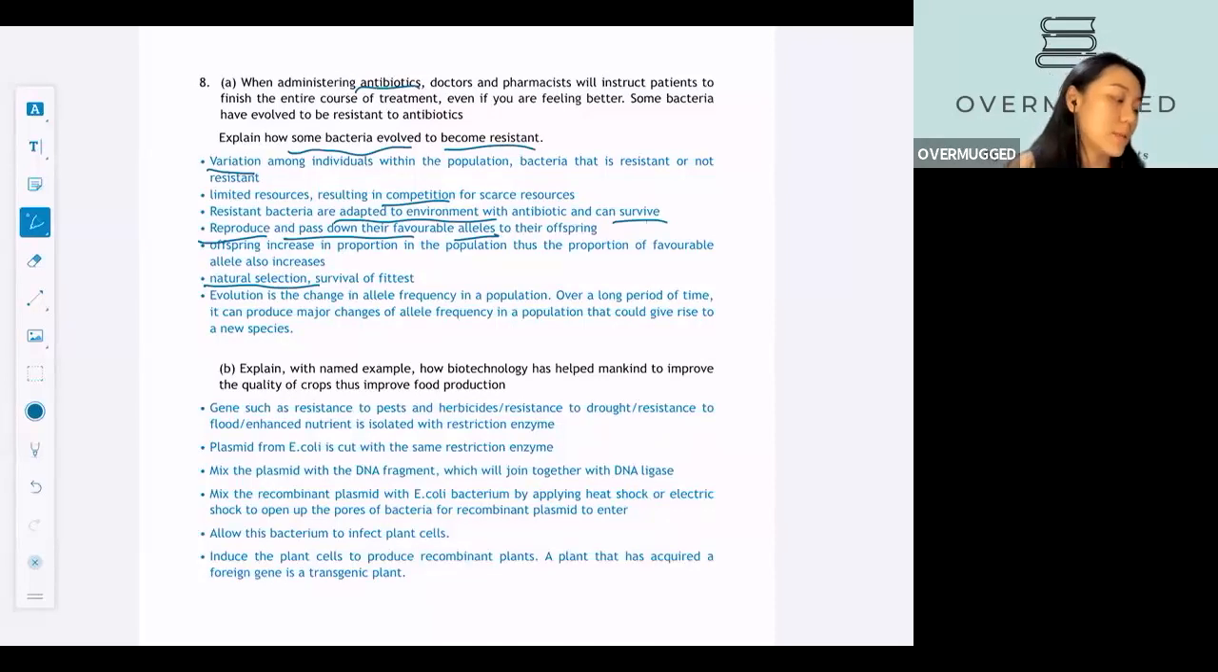And then basically evolve. So you have to address the evolution part. Evolution is the change in allele frequency, and over a really, really long period of time, it produces major changes in allele frequency so that it can give rise to a new species. Natural selection and evolution. Okay, please send that question again when we go to Q&A, okay? Because I kind of want to move on with this question. We still have like 3 questions to cover.